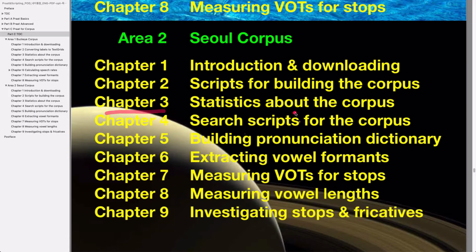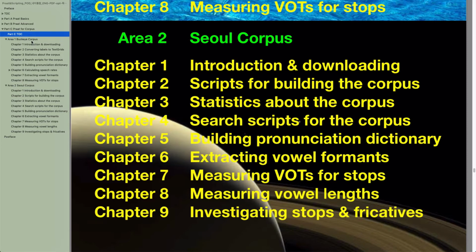Chapter 3 is about statistics about the corpus. Chapter 4, search scripts for the corpus, official search scripts for the corpus, a couple of them. Chapter 5, building pronunciation dictionary. Chapter 6, extracting vowel formants. Chapter 7, measuring VOTs for stops. Chapter 8, measuring vowel lengths. Chapter 9, investigating stops and fricatives. So in this second area, I introduce you to most of the scripts that I use to build the corpus, and also some of my scripts that I wrote for my papers and teaching.